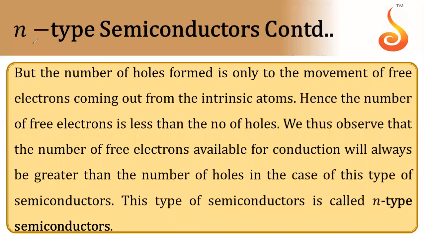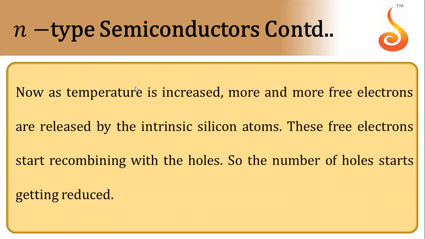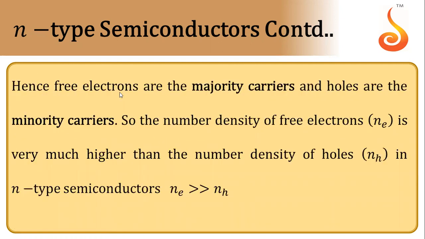Hi. In N-type semiconductor, the number of electrons is a lot more than the number of holes. Hence, these types of semiconductors are known as N-type semiconductors. Now, when the temperature is increased, more and more free electrons will be released by intrinsic silicon atoms. These free electrons will start recombining with holes, and the number of holes will start getting reduced. Hence, free electrons are the majority charge carriers.